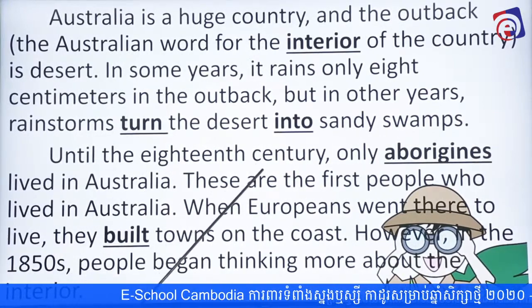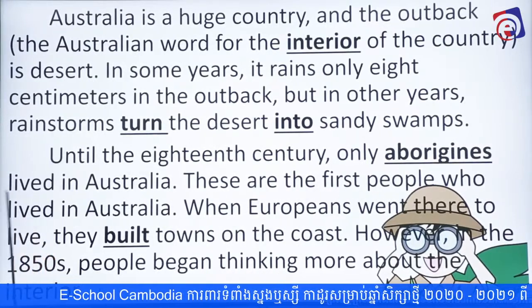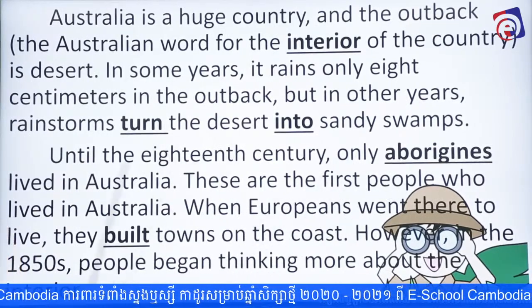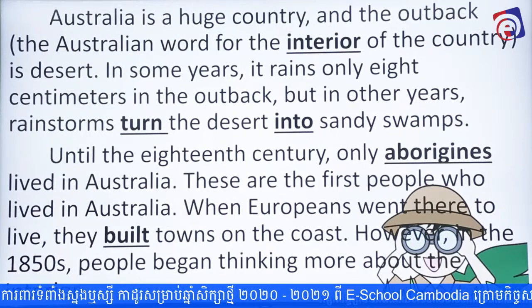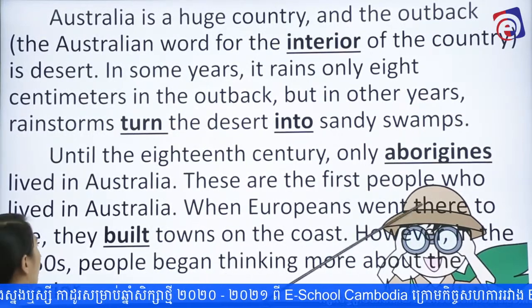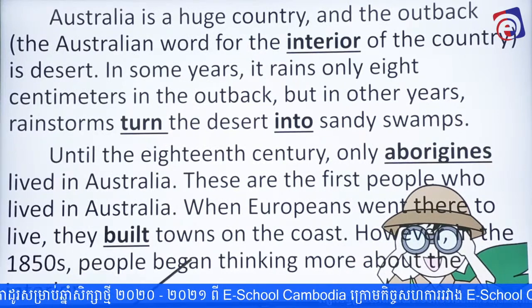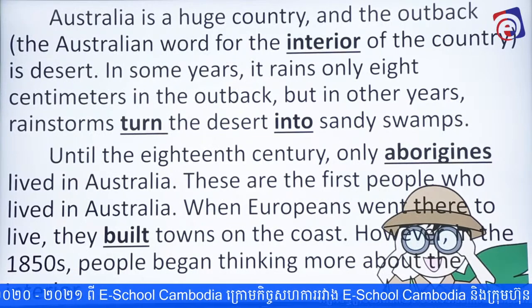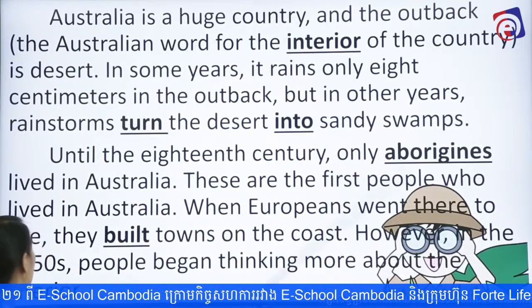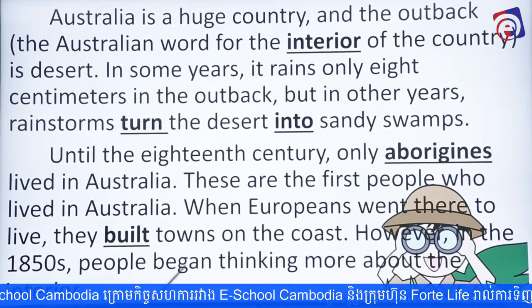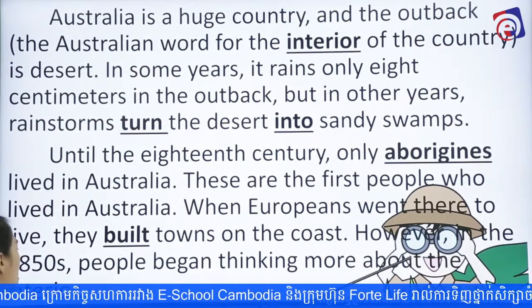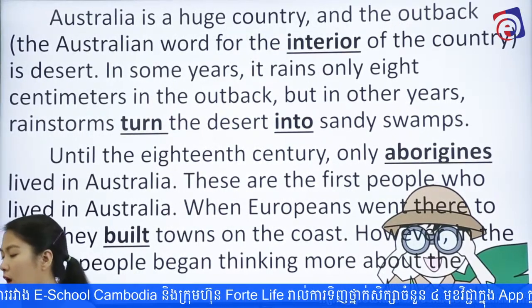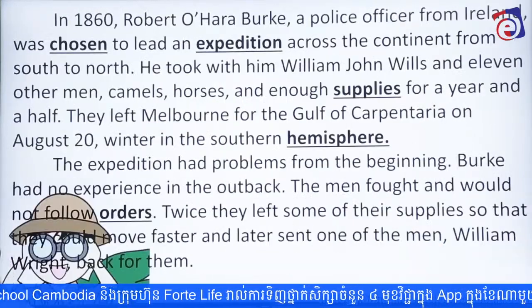Until the 18th century, only Aborigines lived in Australia. These are the first people who lived in Australia. When Europeans went there to live, they built towns on the coast. So the coast is near the sea. However, in the 1850s, people began thinking more about the interior. So they were planning to go inside the country.